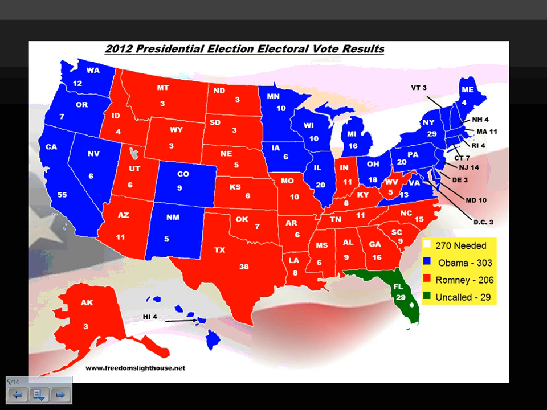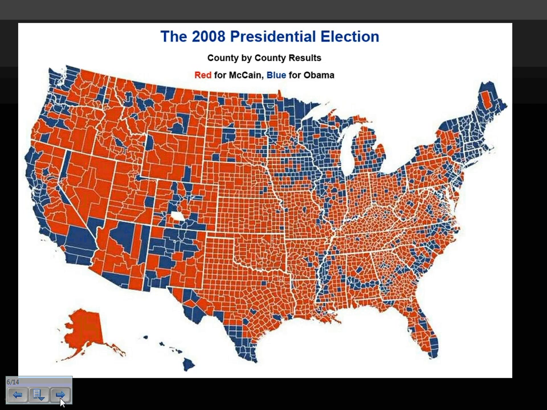Now we can look real time at CNN, and let's take a look here real quick. Maybe the link isn't working. We'll take a look at CNN here in a second. But this is a county by county result, and this is actually back in 2008. So we have red for McCain, John McCain in 2008. We have blue for Obama.